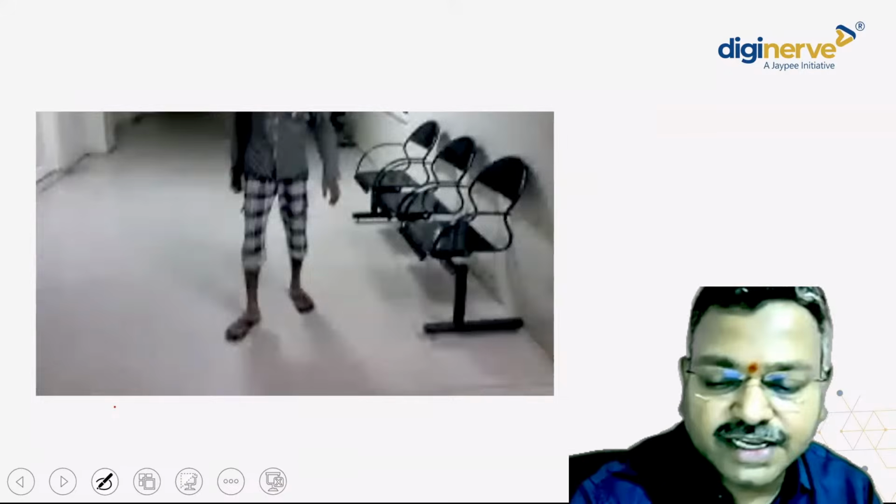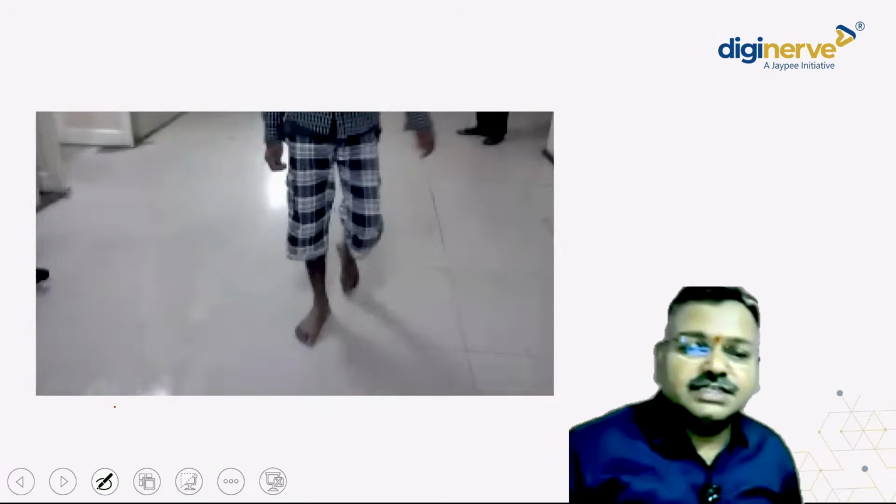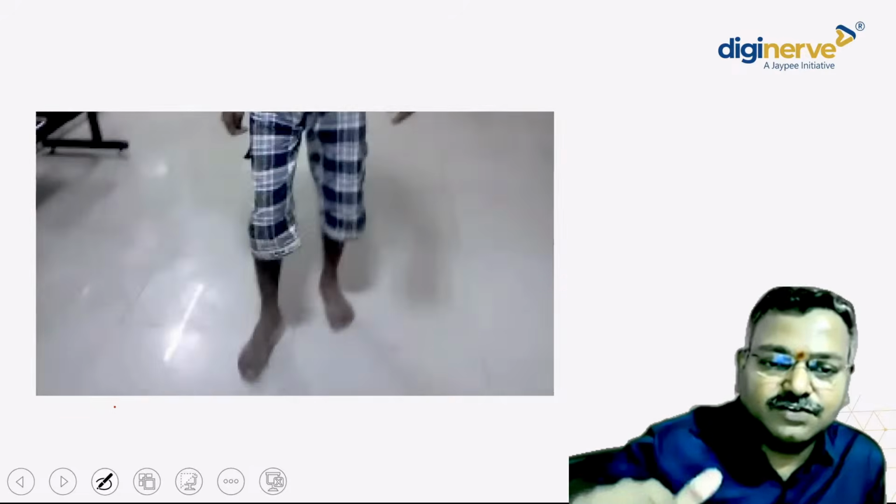So some of the gaits, so again, videos can be shown. So you can see here, the patient is lifting his leg and putting it up. So there is a foot drop. So this is what we call the high stepping gait.